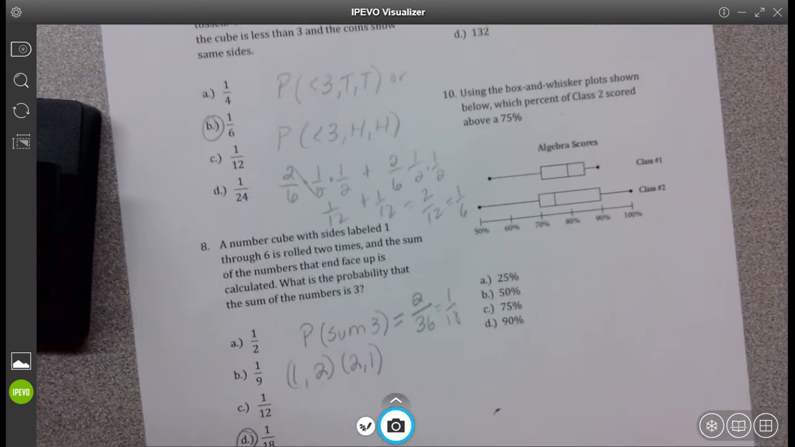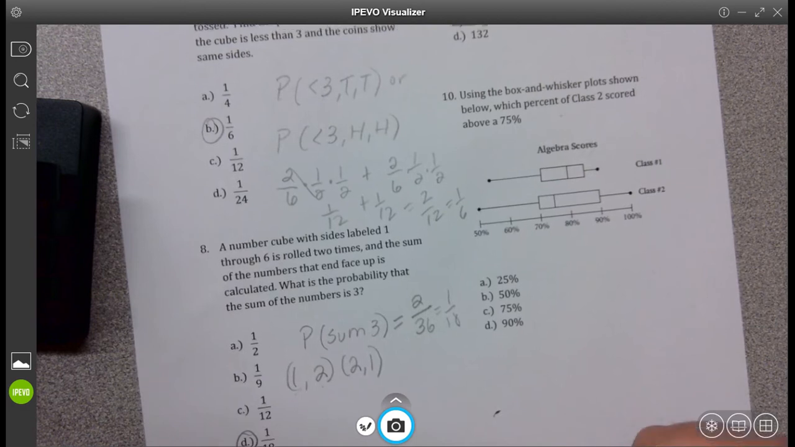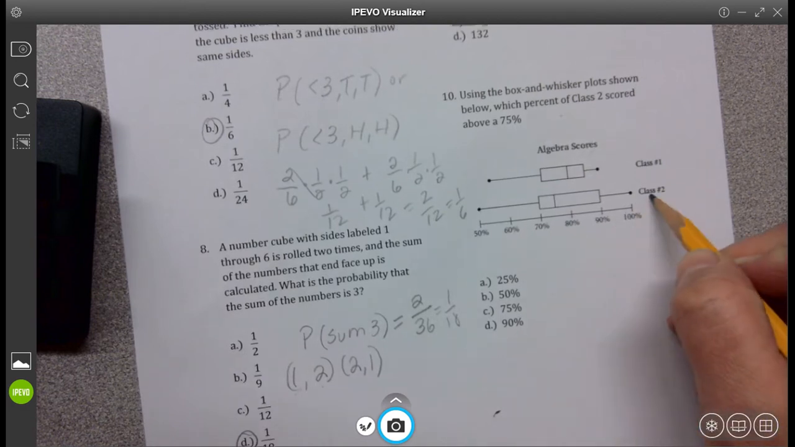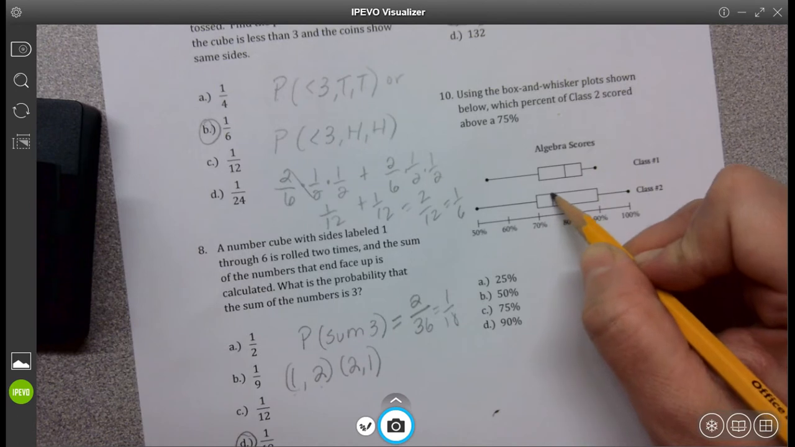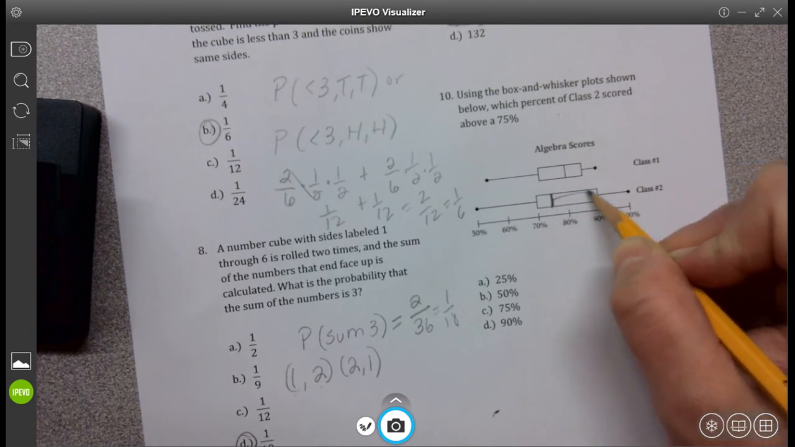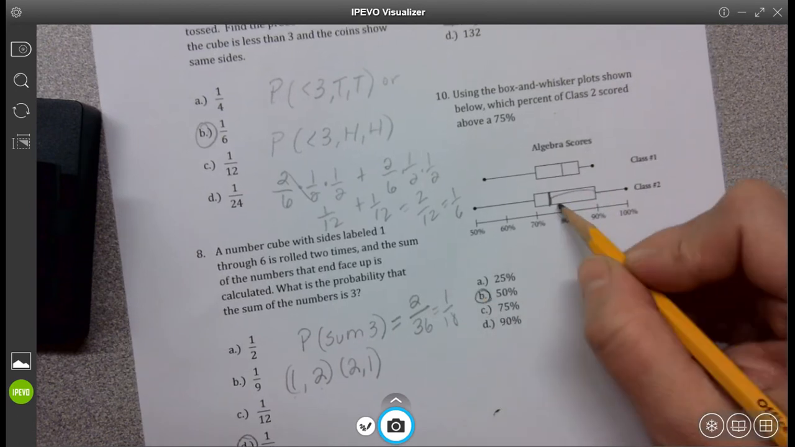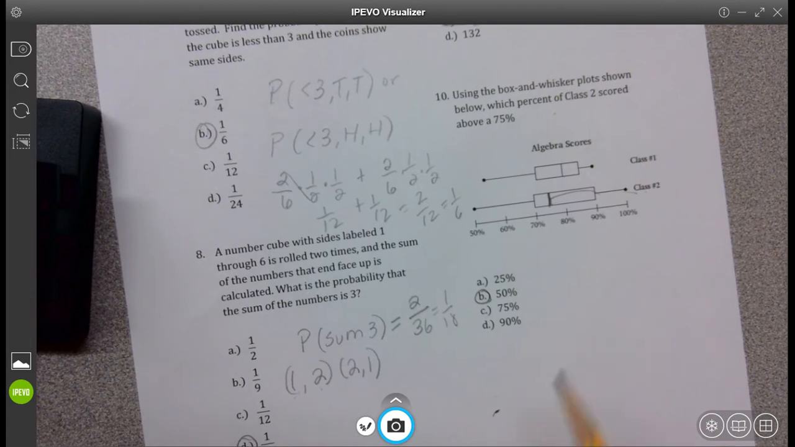Using the box and whisker plot shown below, what percent of class 2 scored above a 75? So this is the middle. So if you scored above a 75, that's 50%. So 50% scored above. It's half the class.